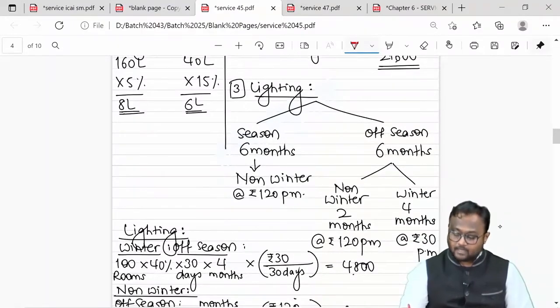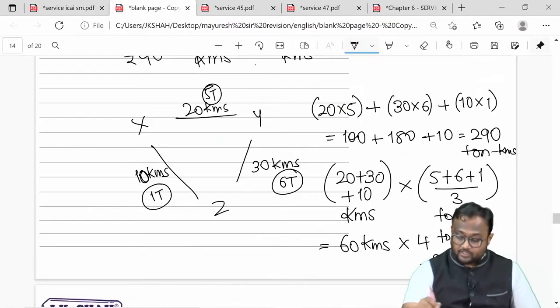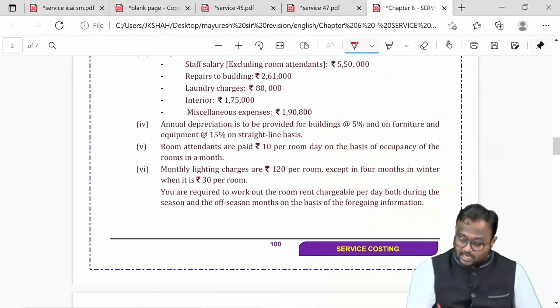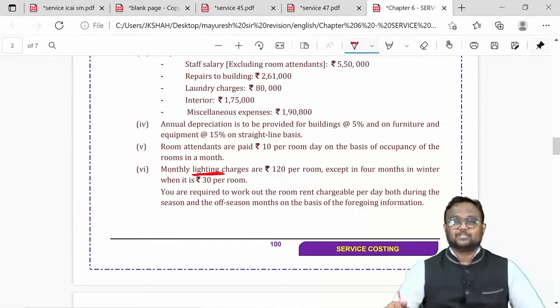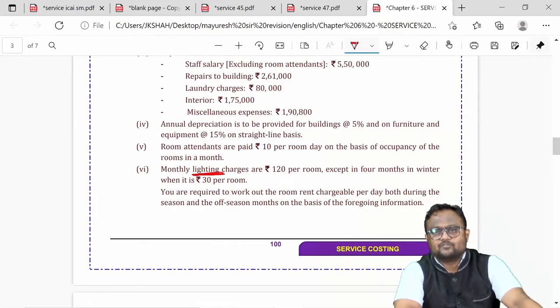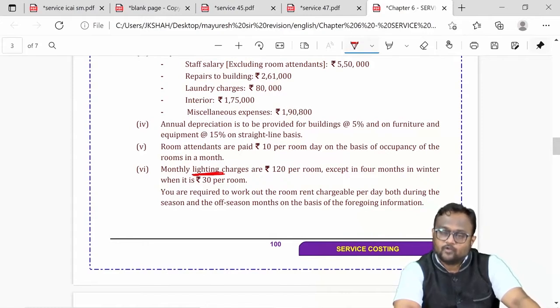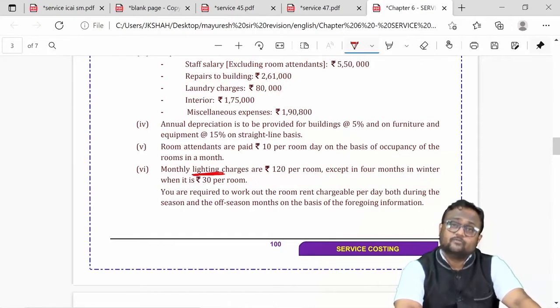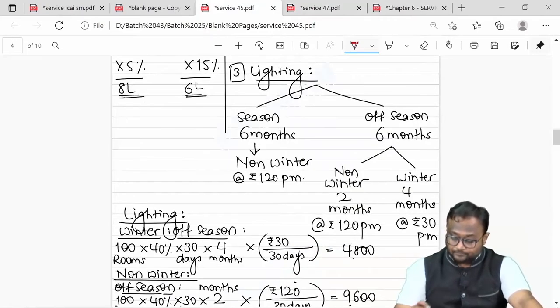Lighting calculation was special. Please understand this. Lighting cost was not given in the question based on season, off season. Lighting cost was first of all given on the basis of winter, non-winter. Now being a hill station, winter must be during the off season only, no? If winter occupancy is less, it must be forming part of the off season, because in off season the occupancy is less. So look at my calculation.